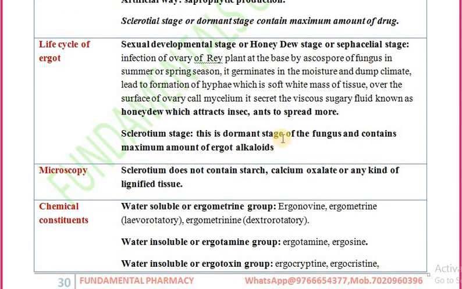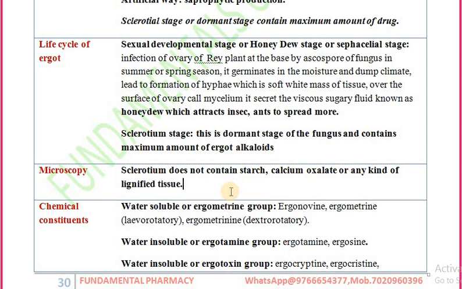Next one is the sclerotial stage. This is the dormant stage of the fungus and consists of the maximum amount of ergot alkaloids. Remember, the sclerotial stage consists of the maximum amount of alkaloids. This question was asked in GPAT once, so remember this.